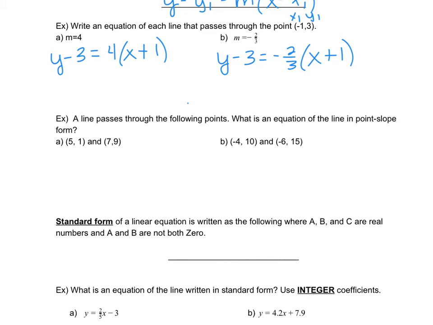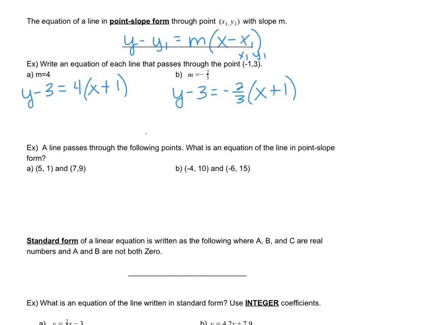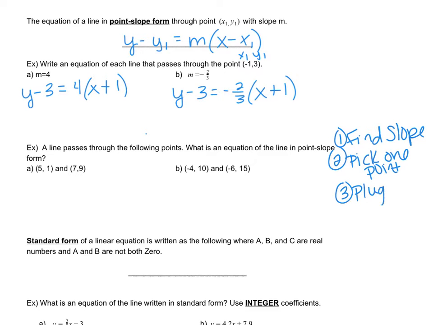Now, another example. A line passes through the following points. What is an equation of the line in point slope form? We have a couple steps. Let's write these down somewhere. Step 1 is find the slope. Step 2, pick one point. They gave you 2, so pick one of them. It doesn't matter which one. And then plug in to point slope.